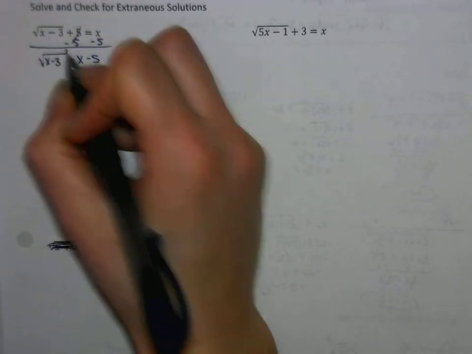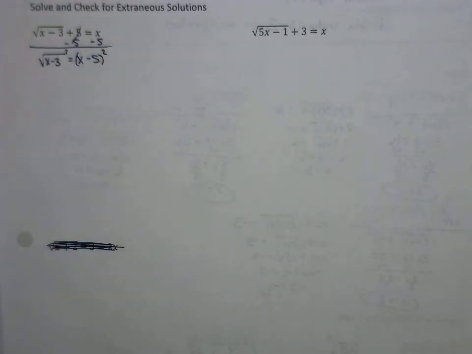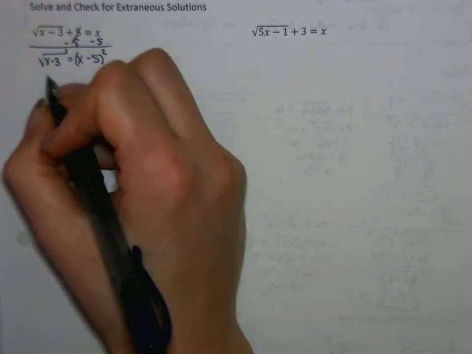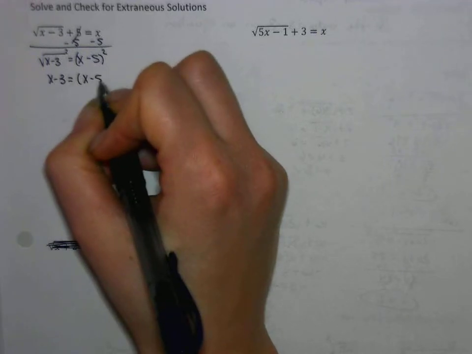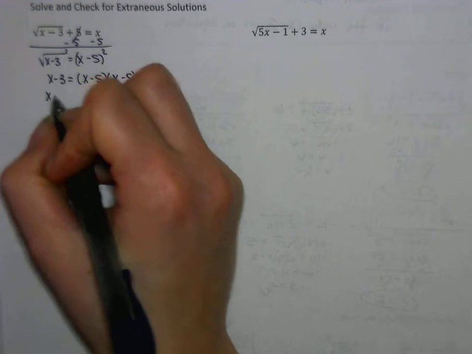So now we need to square both sides, but on the right side we make sure we're squaring the quantity of x minus 5. So x minus 3 equals x minus 5 times x minus 5. So here we can FOIL.